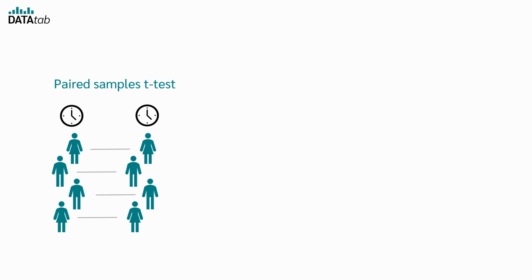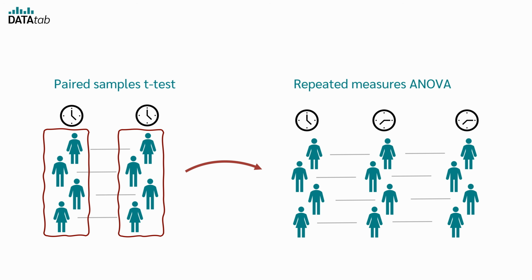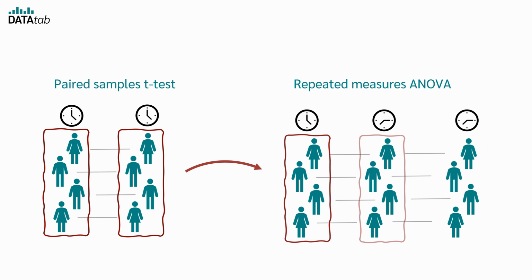But isn't that what the paired samples t-test does? Doesn't it also test whether there is a difference between dependent samples? That's correct. The paired samples t-test evaluates whether there is a difference between two dependent groups. The repeated measures ANOVA extends this concept, allowing you to examine differences among three or more dependent groups.